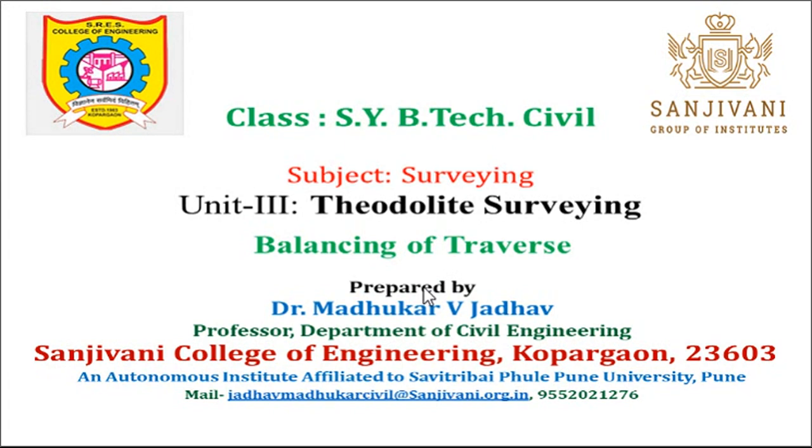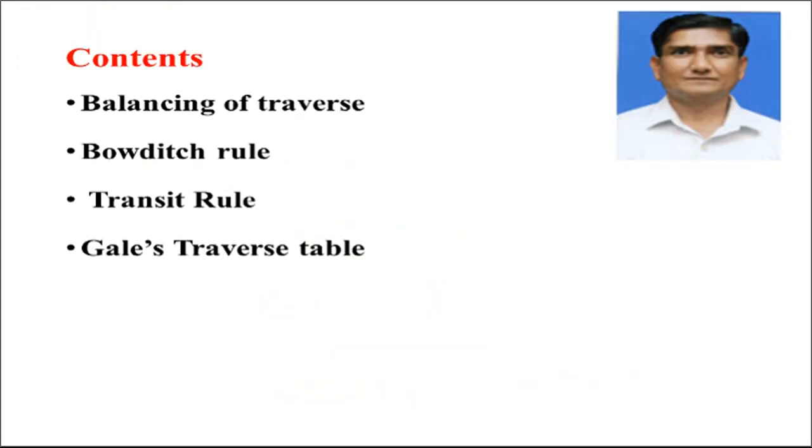In the previous lecture, we studied theodolite traversing. In that, we saw what is meant by latitude and what is meant by departure. Then we saw consecutive coordinates, independent coordinates, and closing error of the traverse. In this lecture, we are going to study balancing of traverse, what is meant by Bowditch rule, what is meant by transit rule or compass rule, and then Gale's traverse table.